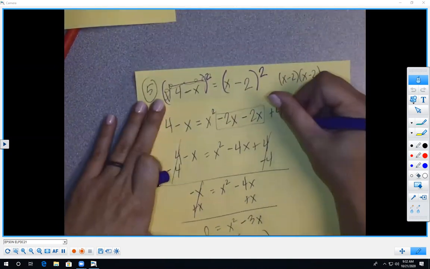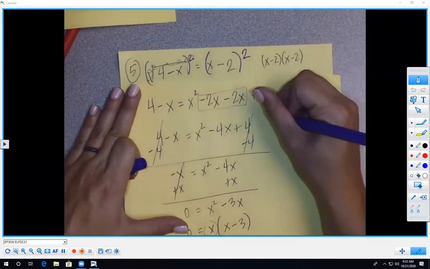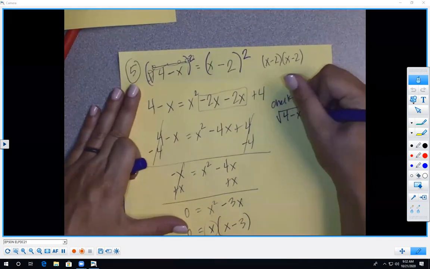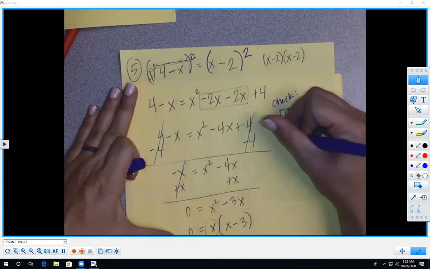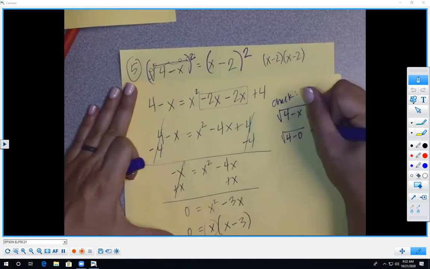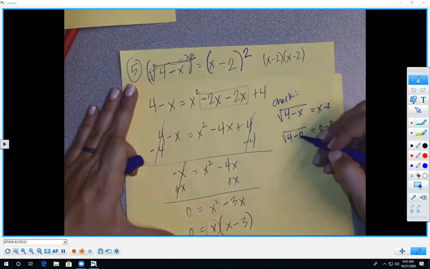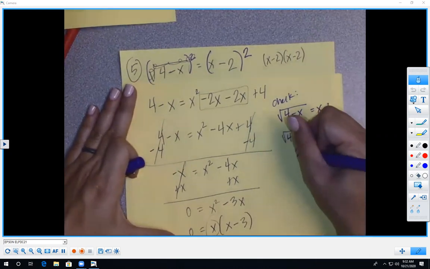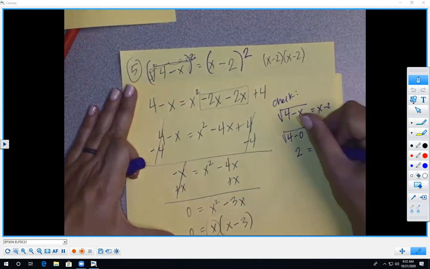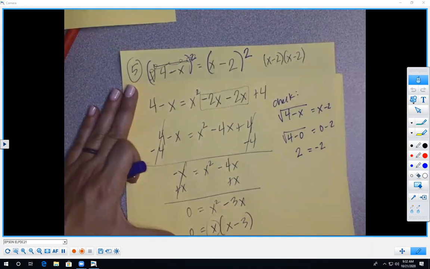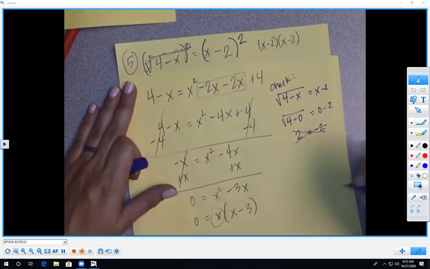So let me go back to my original problem and check it. So my original problem of the square root of 4 minus x equals x minus 2. Let me plug in 0. 4 minus 0 equals 0 minus 2. The square root of 4 minus 0 is just the square root of 4, which is 2. 0 minus 2 is negative 2. Does 2 equal negative 2? No. So 0 is not an answer here.